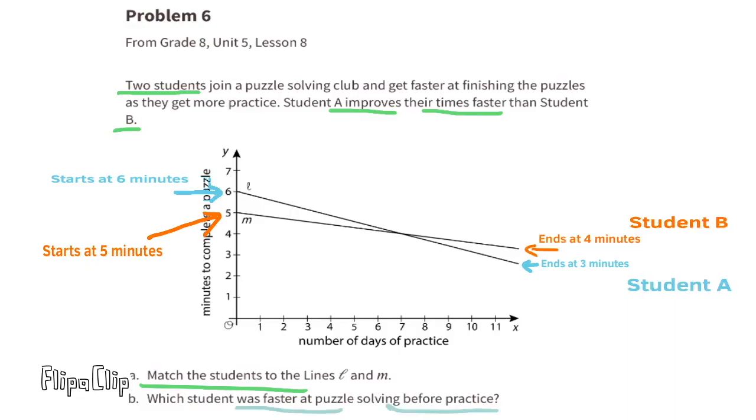Student A is represented by line L, and student B is represented by line M. B. Which student was faster at puzzle solving before practice? Student B was faster before practice, but student A became faster after practice.